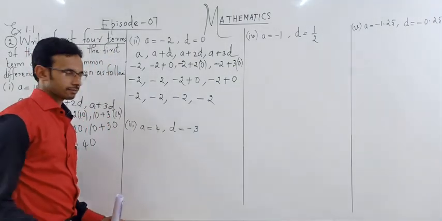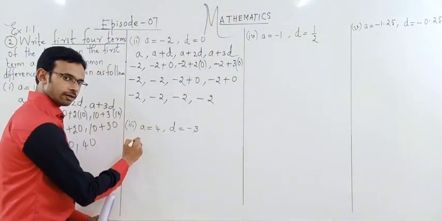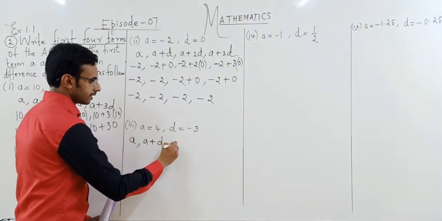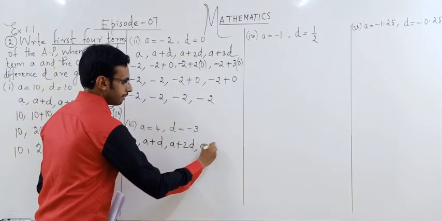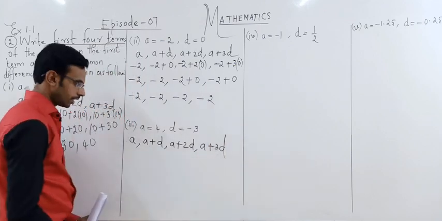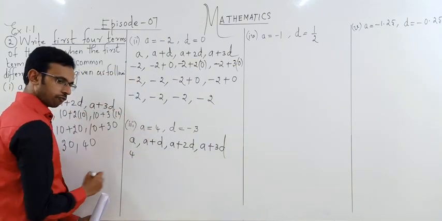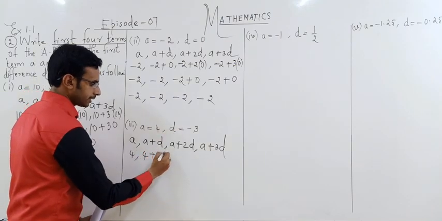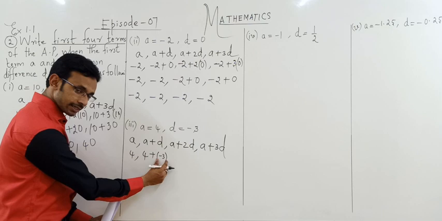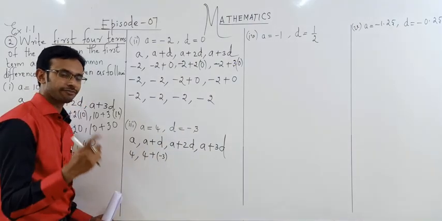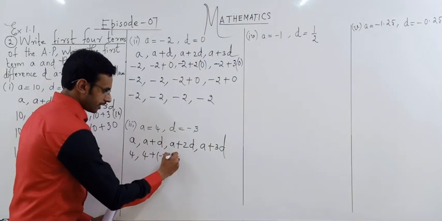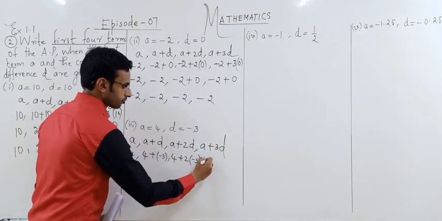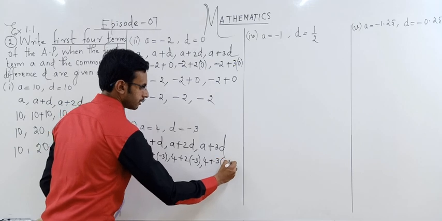Let us see the third one. Quite easy. What is the general form? First 4 terms: a, a plus d, a plus 2d, and a plus 3d. Now the value of a given to us is 4. a plus d is 4 plus d, where d is minus 3. Just make a note that I am using brackets when they have given the value with a negative sign. a plus 2d is 4 plus 2 into d, which is minus 3. a plus 3d is 4 plus 3 into d, which is minus 3.